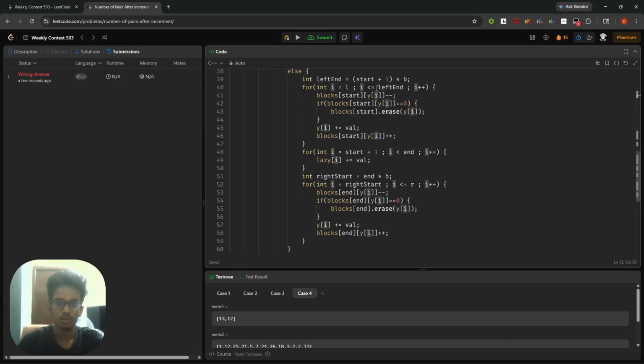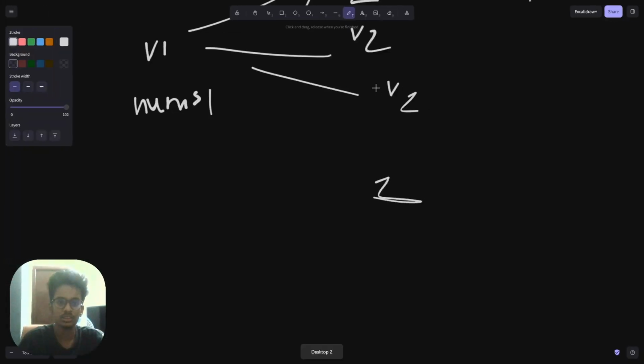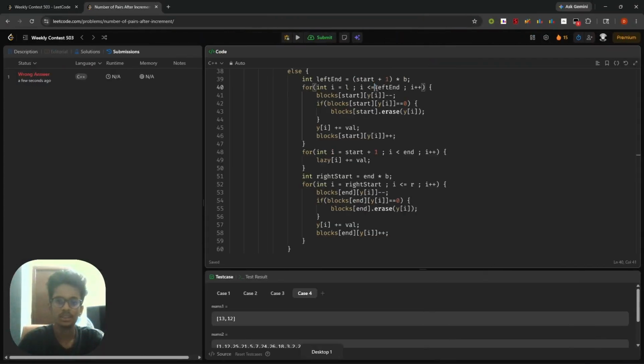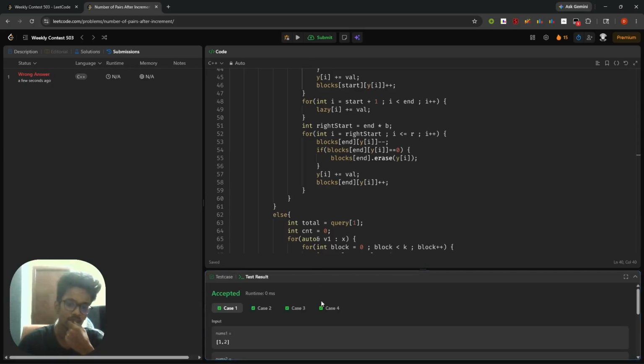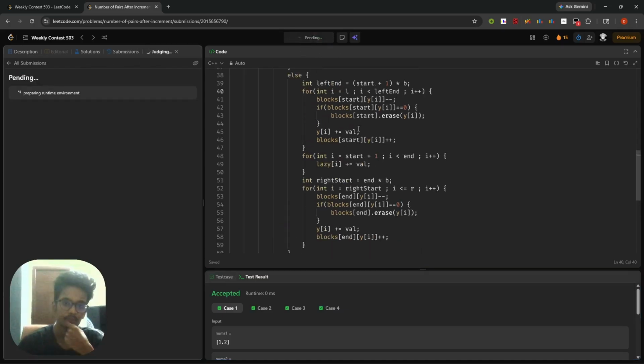This is the issue. Okay, this is the issue. I should be less than left hand. Fine. Maybe that's the only issue. Let's see. Okay, this case also, the extra case also passes.